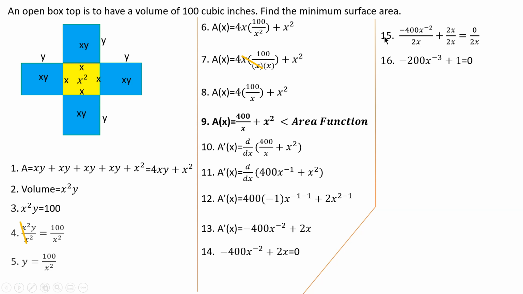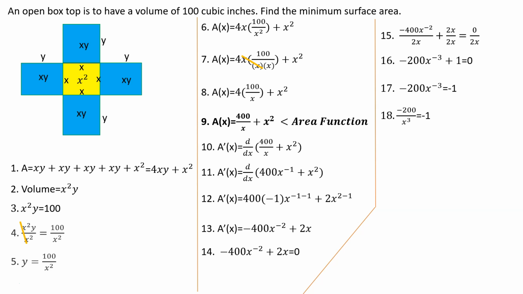The transition from 15 to 16 works this way because x to the negative second divided by x becomes x to the negative second minus 1, which then becomes x to the negative third by the basic laws of exponents. 2x over 2x is 1, goes away, 0 over 2x is 0. Continue here. So 17, I'm going to have negative 200 x to the negative third equals negative 1. Subtract 1, then I'm going to have negative 200 over x to the positive third equals negative 1.